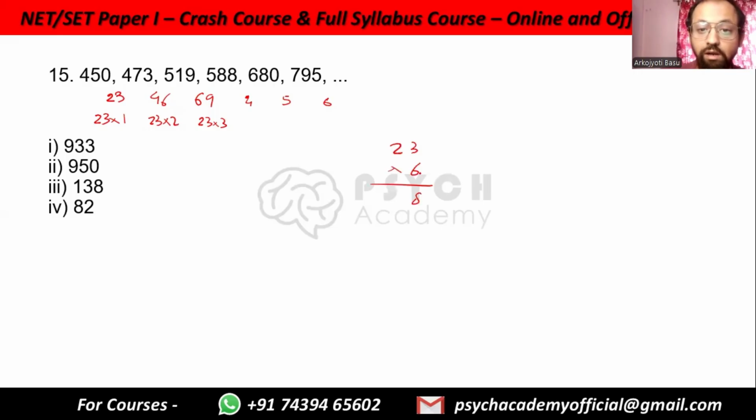6 3s are 18, 8 carry 1, 6 2s are 12 and 1, 13. So 138 and 795. Even before anything we know this is the answer. Still, let's do it. 795 and 138. 8 and 5 is 13, 3 carry 1, 1 and 9 is 10, and 3 is 13, 3 carry 1, 1 and 7 is 8, and 1 is 9. 933. This is the answer.